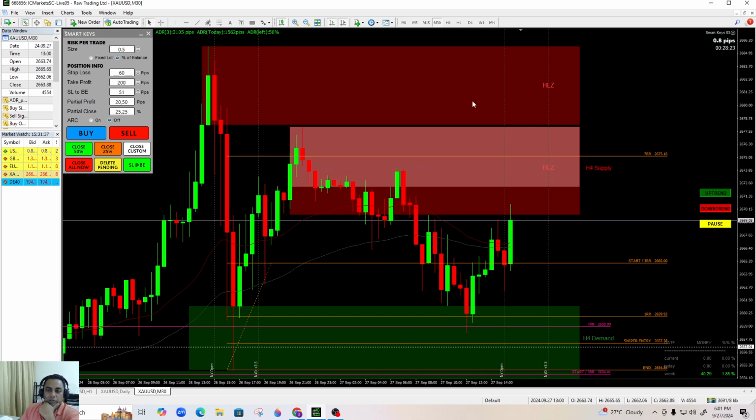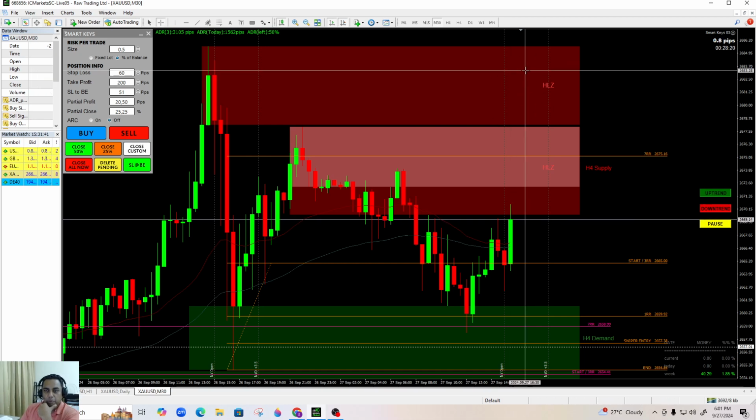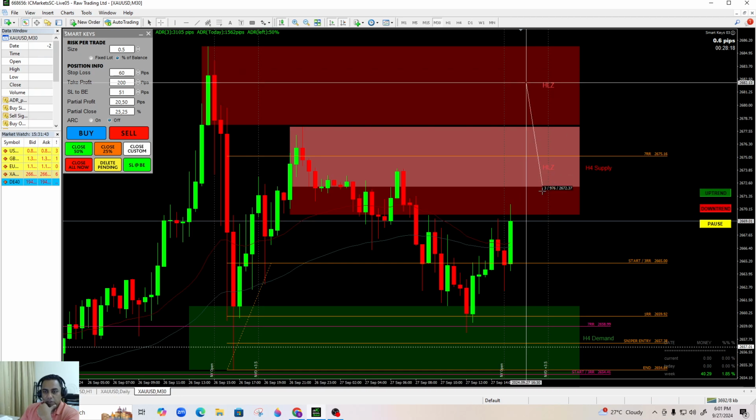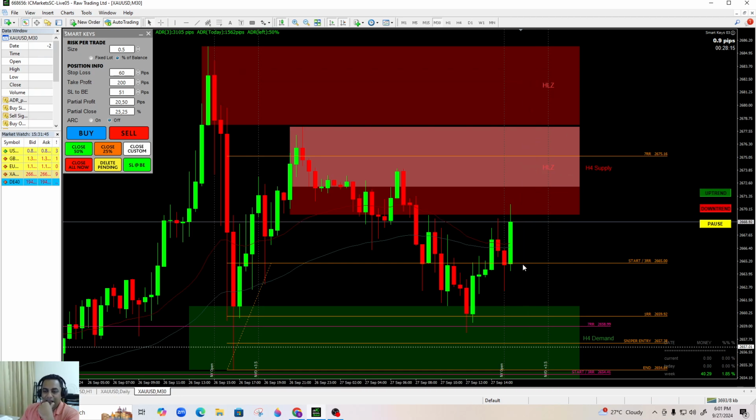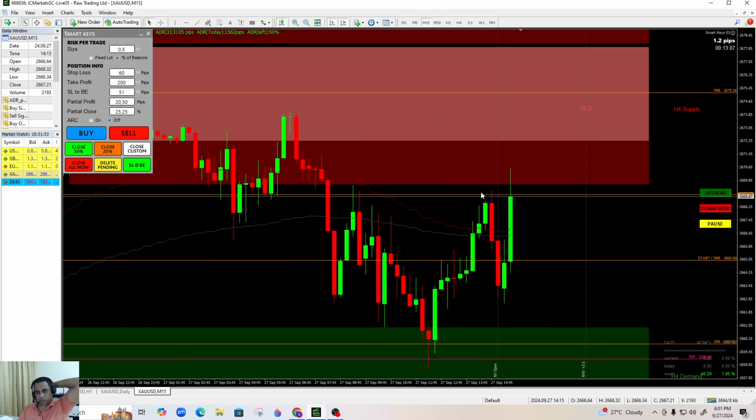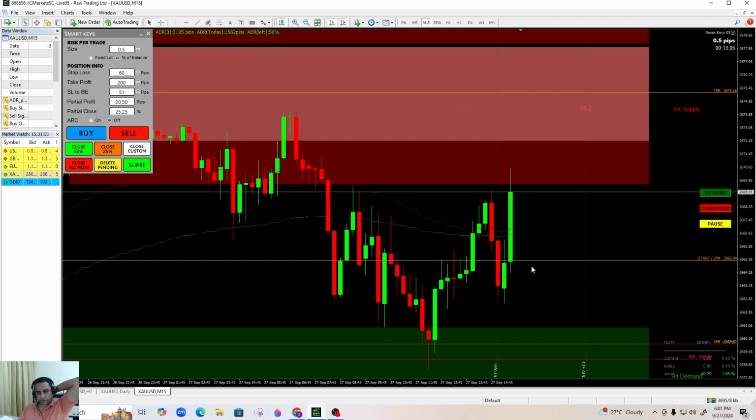I wouldn't be surprised if price even comes here. This would be better. If it gets somewhere here, this would be even better. Gotta wait for the 50-minute candle to close. See, we've got 13 minutes more for this candle to close.